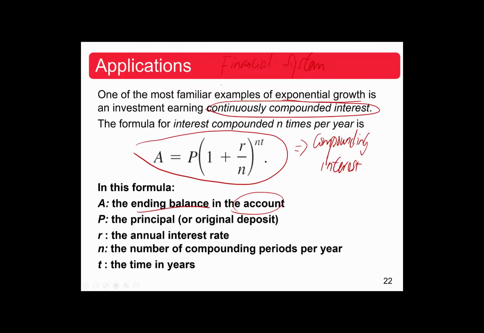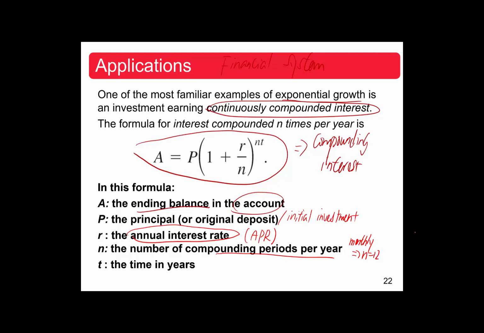In the formula, P represents principal or initial investment, initial balance or initial investment. I is the annual interest rate. It's also called APR in the market, annual percentage rate or annual percentage yield. N is the number of compounding periods per year. So if it is compounded monthly, then n equals 12.